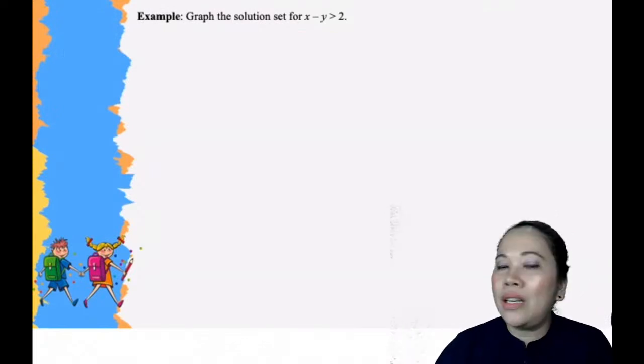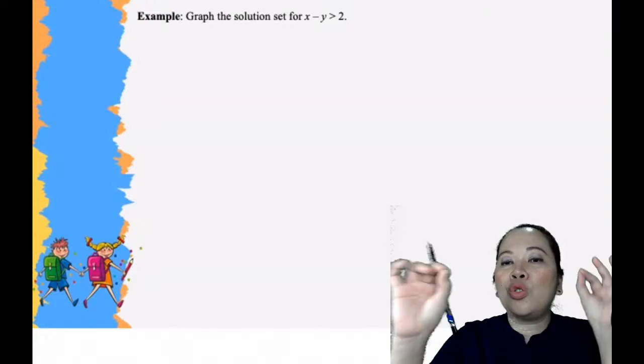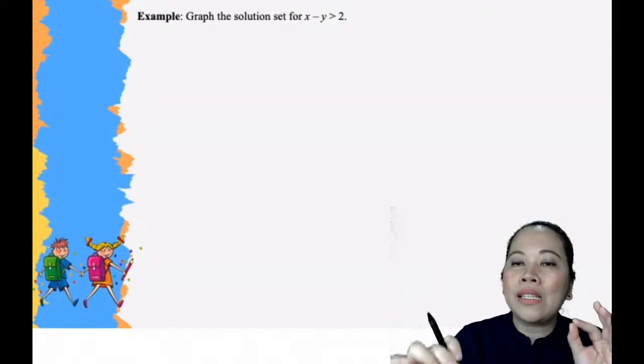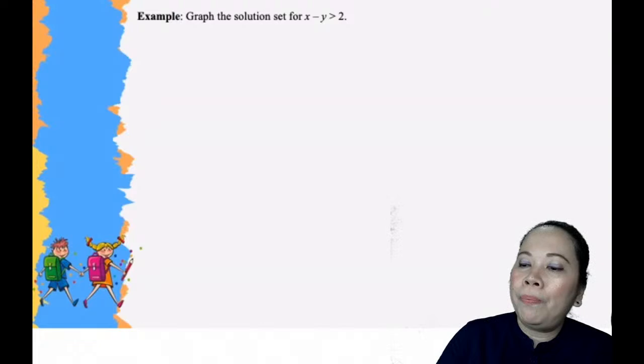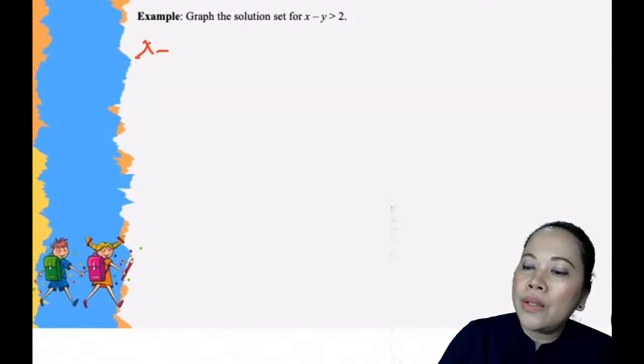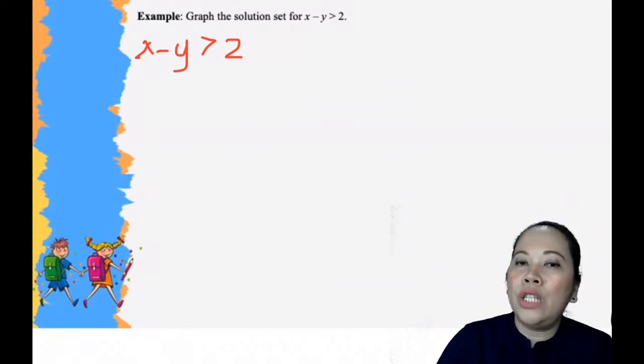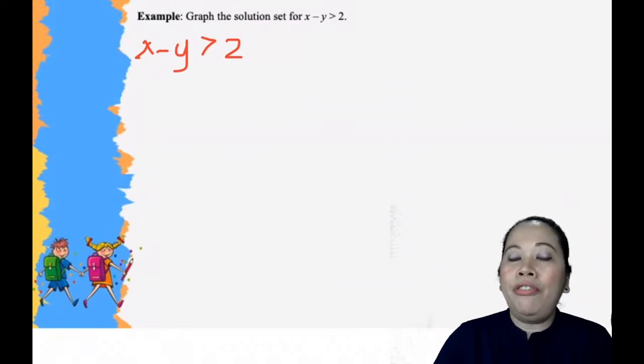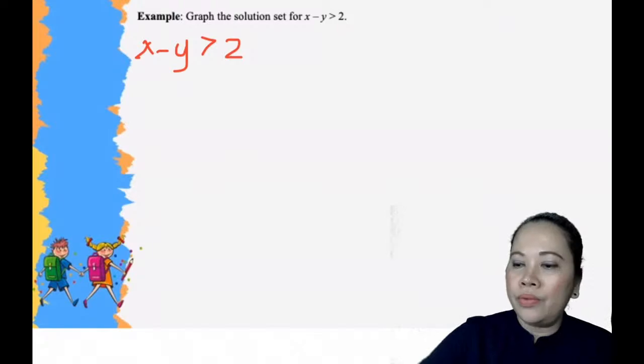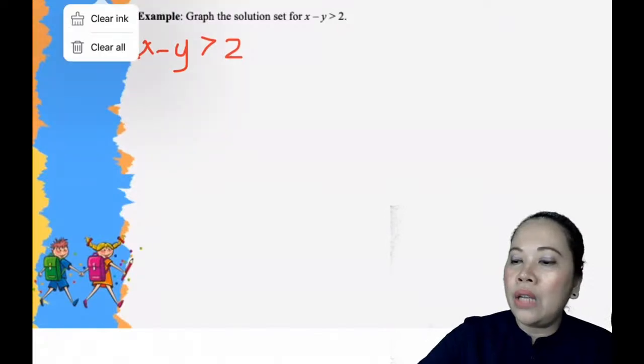How will you graph the line? By finding the two points, the x and the y intercepts. For x minus y greater than 2, what you need to do is, if x is 0, you make it equal, or the line.